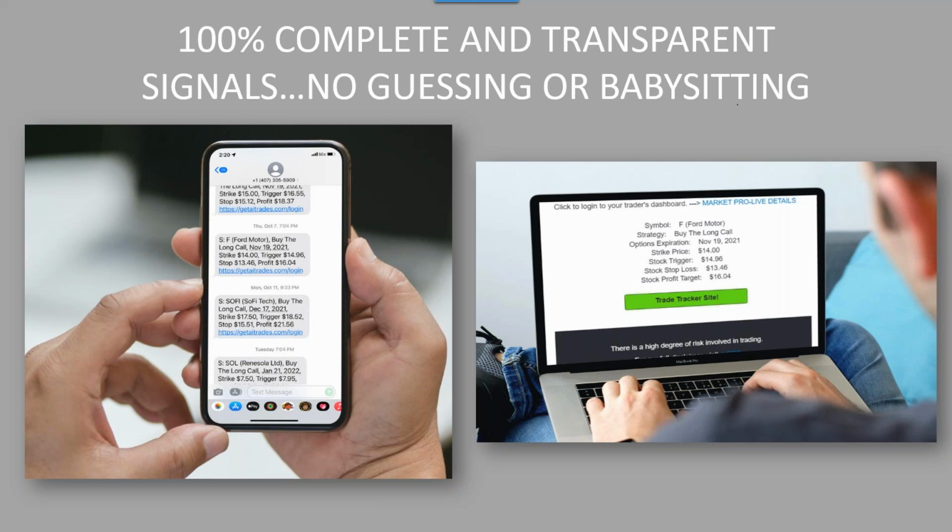Okay, so on the left is obviously a text message, but full details. This is from last year. This is forward, buy the long call. There's the expiration to select. There's the strike price. There's the trigger. Okay, that's the stock trigger. There's your stop loss. There's your profit. Then you have a link, so you can go pull up the tracker. But full details, right? You know exactly how to set the trade up. Emails on the right. All the details right in front of you. You've got your entry, your exact strategy, your exact exit, everything laid out in front of you.